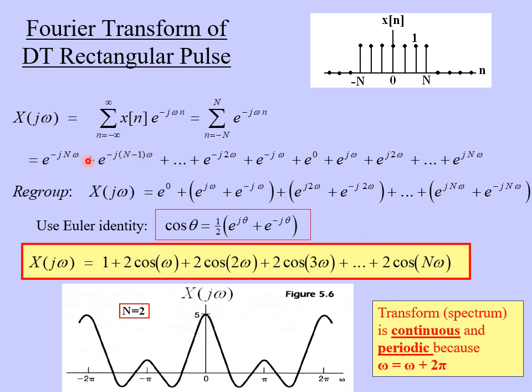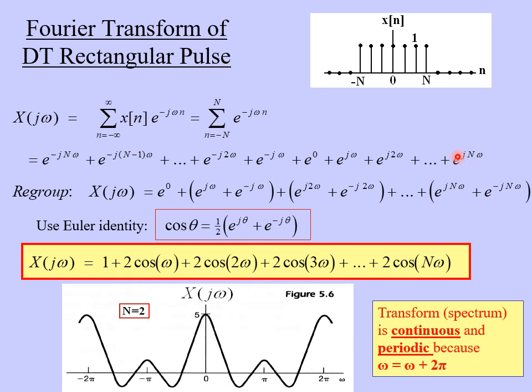And we keep going, depending on what this value of N is, if it's 100 or if it's 3, and it'll eventually get to something like e to the minus j2 omega, e to the minus j1 omega, and then e to the minus j0 omega, which is just e to the 0. And then we get finally to the positive values over here on the right, e to the j omega, e to the j2 omega, e to the j3 omega, and so forth, all the way up to e to the jN omega. Now, what do we do with this? We've got all these terms. We've got 2N plus 1 terms here.